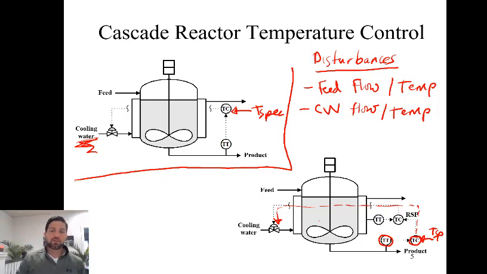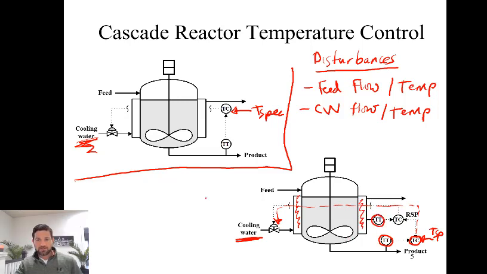Okay, so in order to incorporate a cascade loop, we need to measure for a disturbance that's going to affect the process and have the manipulated variable change in response to that disturbance before the temperature changes. What we know is that if the temperature or the flow of this cooling water changes, it's going to change the temperature of the cooling water in this jacket. So we can measure that.